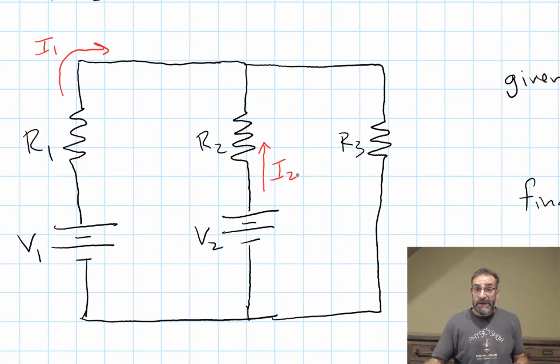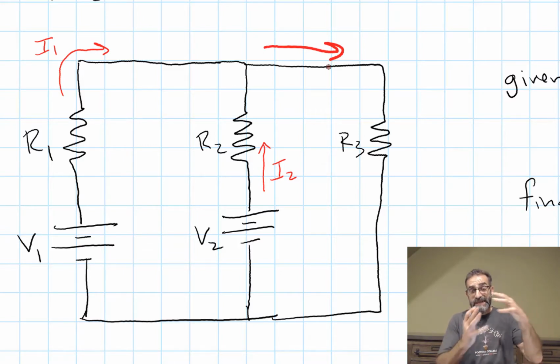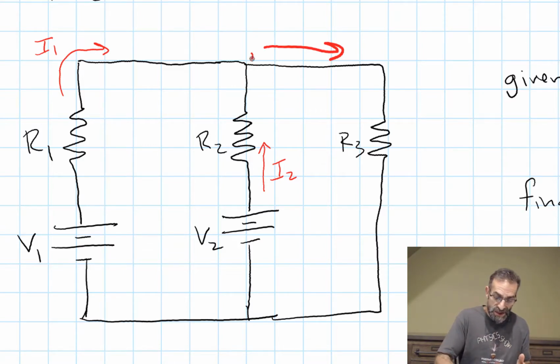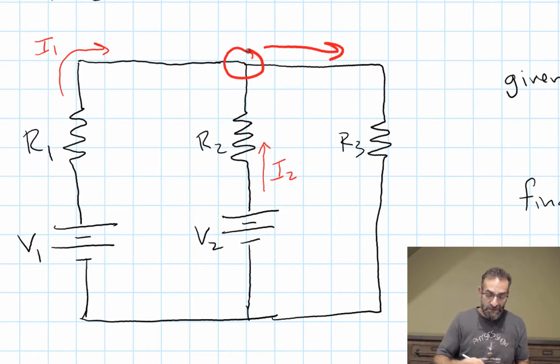And now I have to pick a direction for the current through I3. If I1 is going the direction I picked it, and I2 is going the direction I picked it, then what must be happening to I3? It must be going that way. All that current is coming into the junction at the top here. I1 is coming in from one side, I2 is coming in from another side. Well, where's it going? It must be going out towards R3.